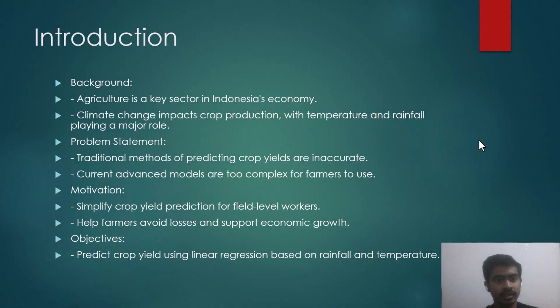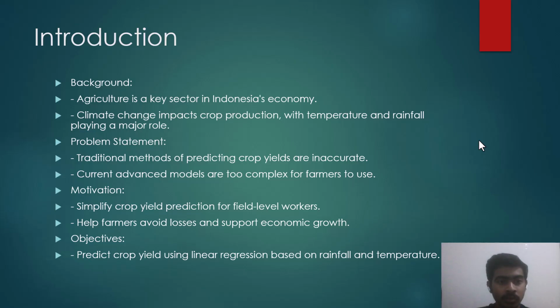So let's move to the introduction. First we talk about the background of our project. While we were searching to use our mathematics for solving a problem, we found out that agriculture is a key sector in Indonesia's economy. Climate change impacts crop production, with temperature and rainfall playing a major role.